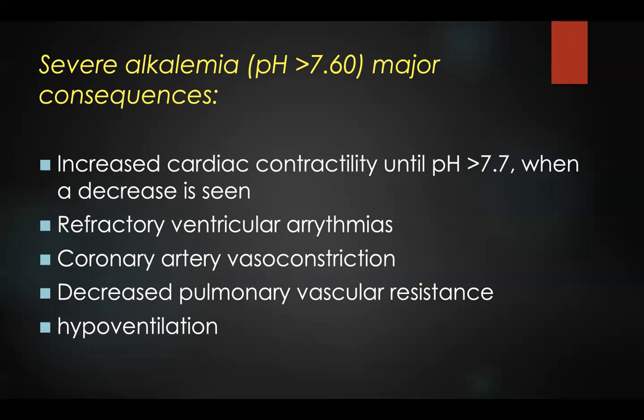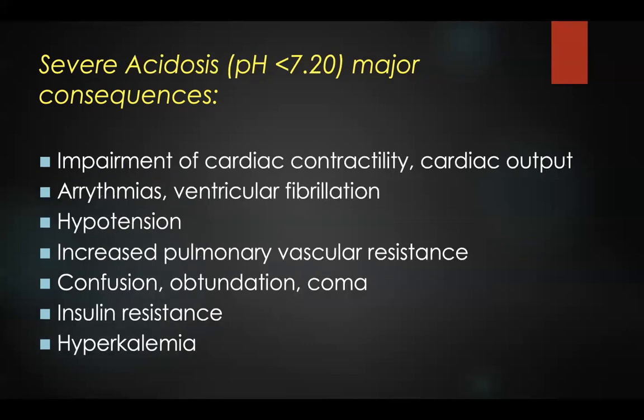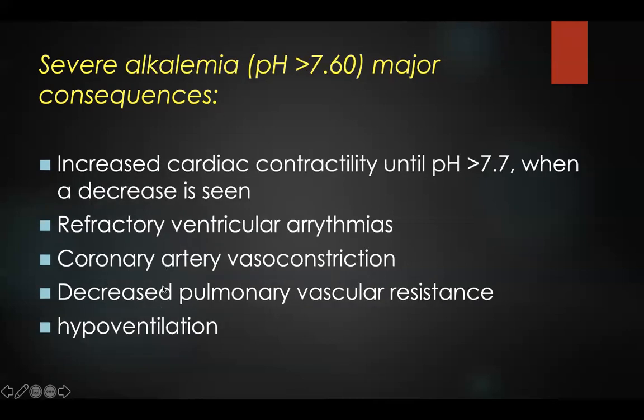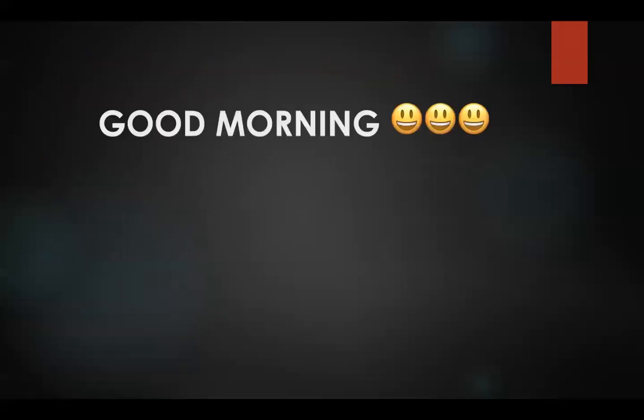So it can cause myocardial ischemia, or there will be poor perfusion to the heart. So that is also fatal. It can also result in decreased pulmonary vascular resistance. In contrast to severe acidosis, which can result in increased pulmonary vascular resistance, severe alkalemia causes a decreased pulmonary vascular resistance, and it can result in hypoventilation.